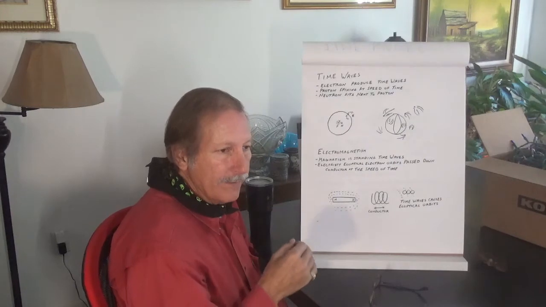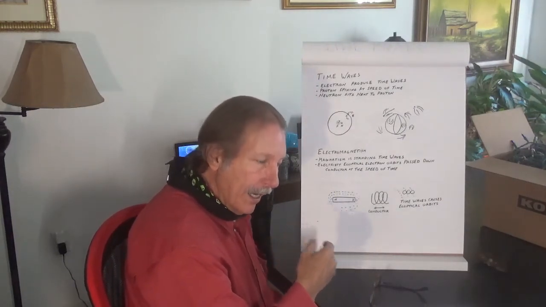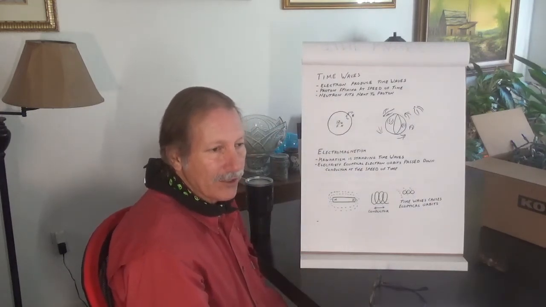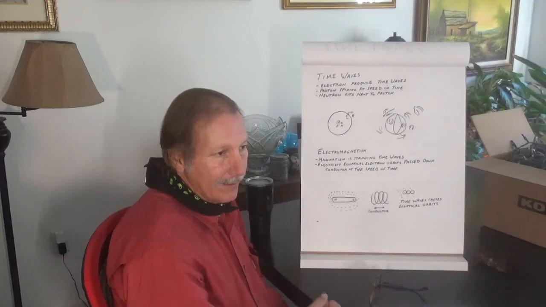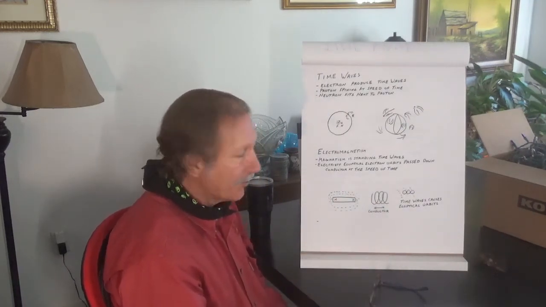So the time waves are moving through the substrate and returning back to the other end. That is the reason that you can't have a single pole magnet, because the magnet is actually flowing time through the magnetic substrate.